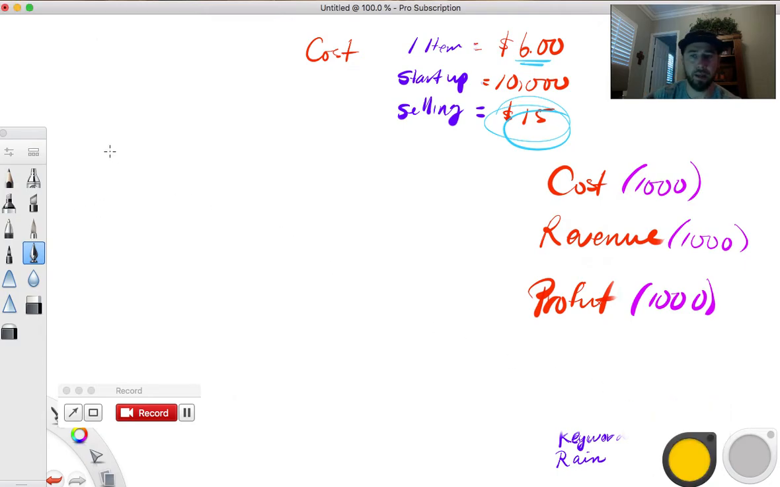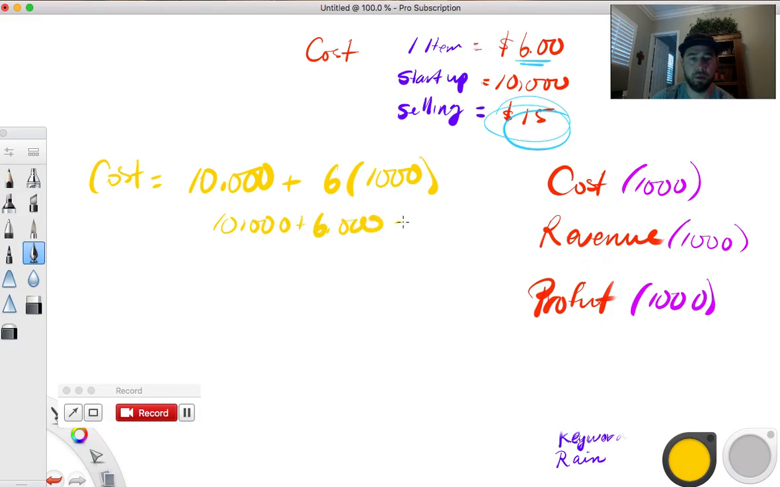Okay, we're back. Let's get it. My cost, remember, is how much it cost me to start up my business, 10,000 to get it rolling, plus each item is $6 times how many we're making. We're making 1,000 of them. 6 times 1,000 is 6,000. 10,000 plus 6,000 is 16,000. So this is how much it costs us to make 1,000 items. It's going to be $16,000.